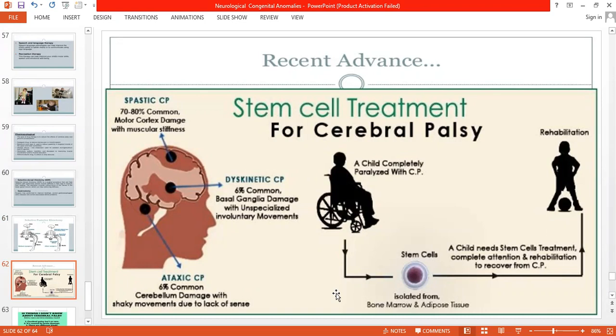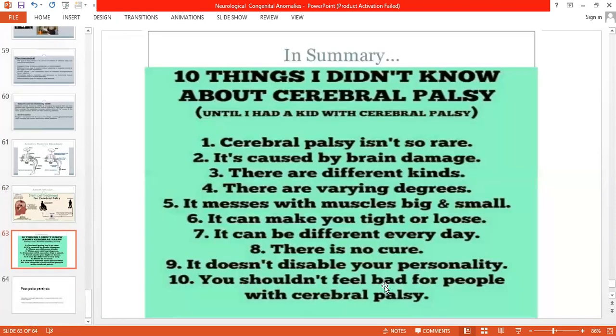So when these cells are transplanted, the hypothesis is that when stem cells are placed in an area, these stem cells will adopt the function of that area which was designed for a particular function. A child completely paralyzed with brain damage, with a stem cell transplant, is becoming rehabilitated now. The child needs transplantation, complete attention, and rehabilitation to recover from CP.